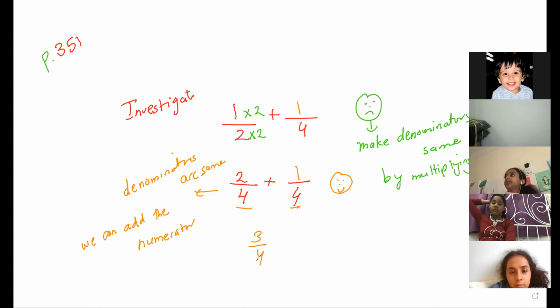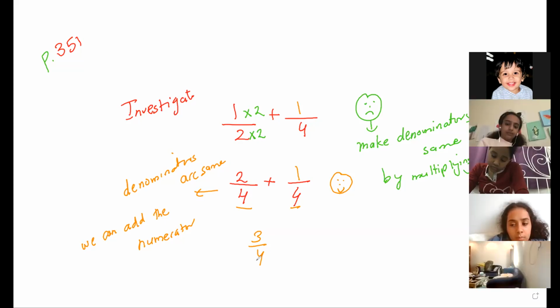Please copy exactly in the copy book. I just wrote it in pen. Just make it 1, because that is not 2. By mistake, somebody told me it's 2 by 4. 2 by 4 plus 1 by 4. Teacher, I'm done. Good. I'm done. I cannot see you. Where are you?